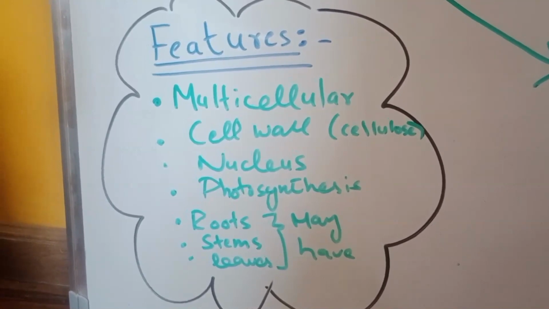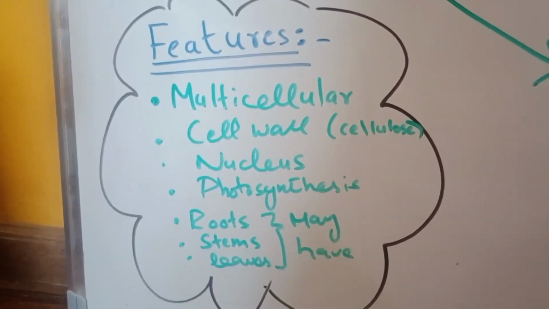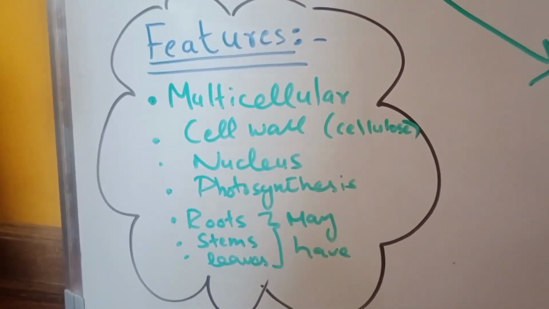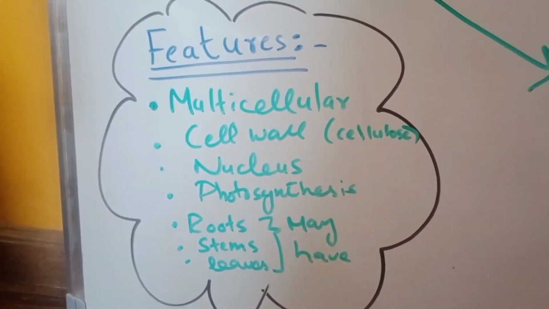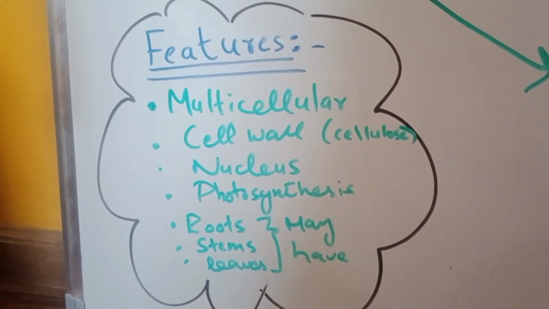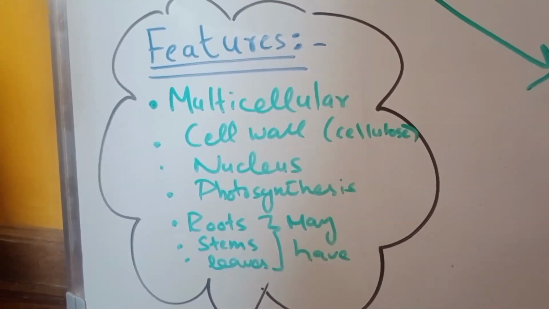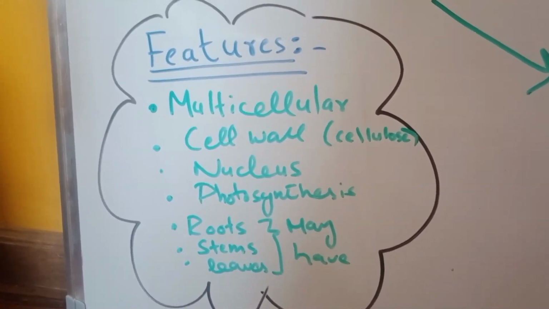Now you know that to classify as plants, plants don't need to have roots, stems, and leaves. They may have false leaves, stems, and roots. So this is all for today.